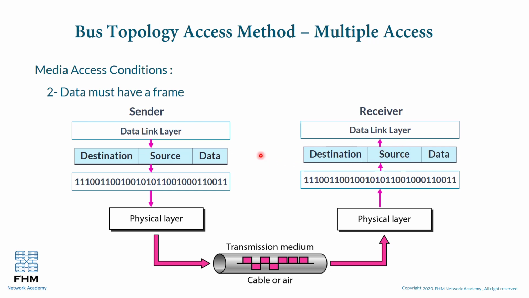On top of that, we need to frame our information and specify the first bit and the last bit that's sent to the media. Having a frame is necessary to understand where a frame or a chunk of data starts and where this frame finishes. So the second condition for accessing the media is that the sender should have a frame to specify the start and the end of a chunk of data.